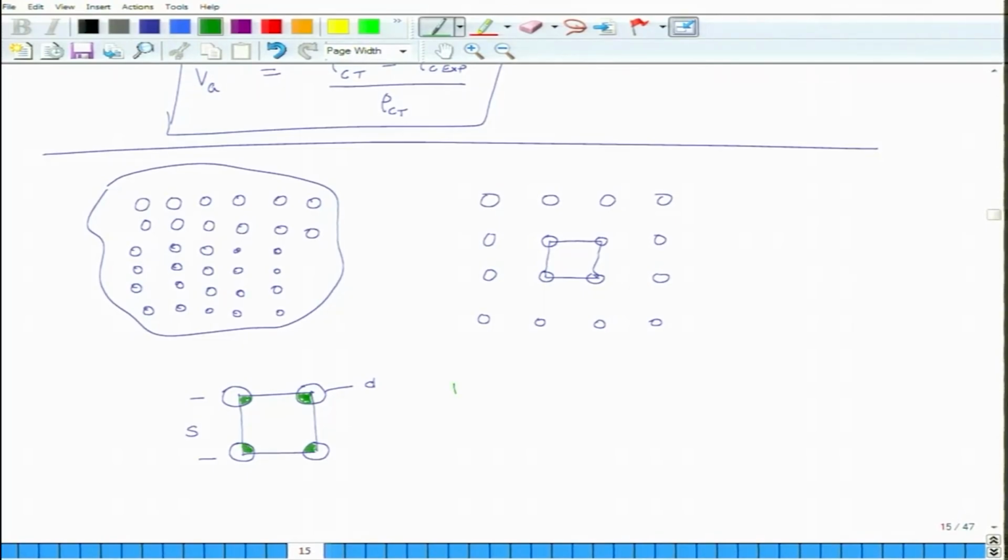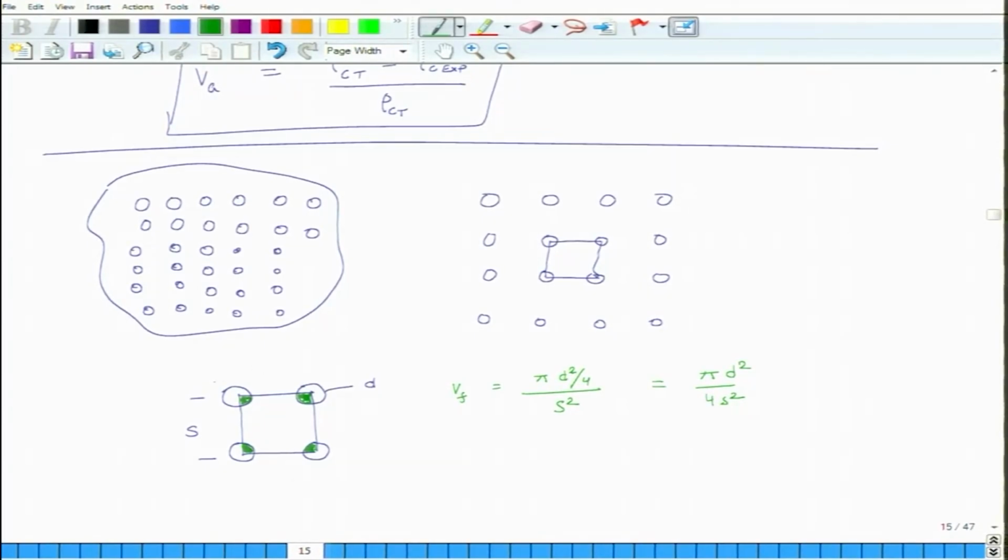So, volume fraction is what? Pi d square by 4, that is the amount of fiber contained in each square, divided by the overall material volume. What is that? s square. So, that equals pi d square by 4 s square. Okay. And what is the maximum possible value of Vf?